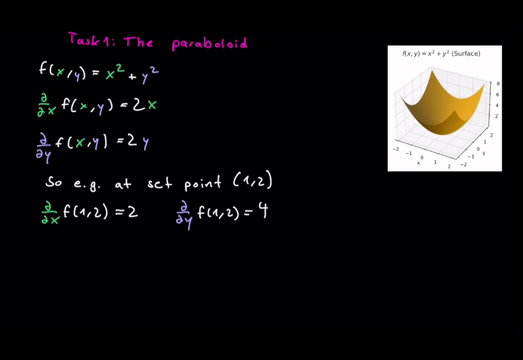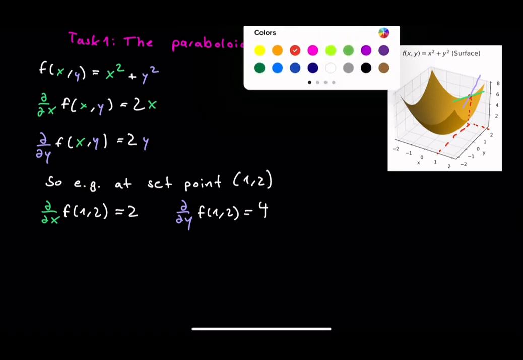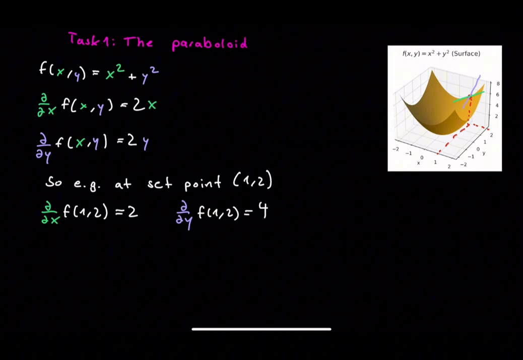Interpretation. If you take a tiny step only in the x direction, f increases about 2 times your step. If you step only in the y direction, it increases about 4 times your step. Those are the instantaneous slopes along the coordinate directions. If you drew the tangent lines on the surface at (1, 2), one would tilt with slope 2 along x, the other with slope 4 along y.